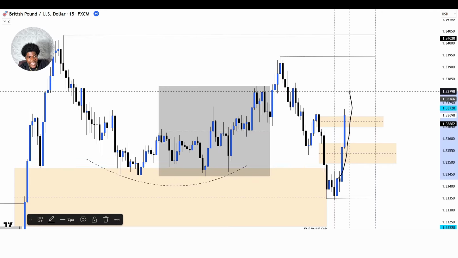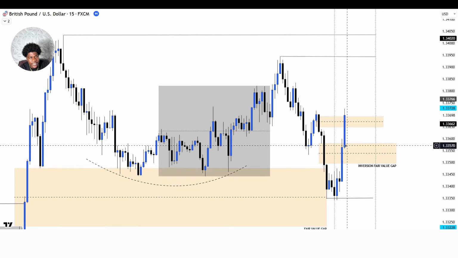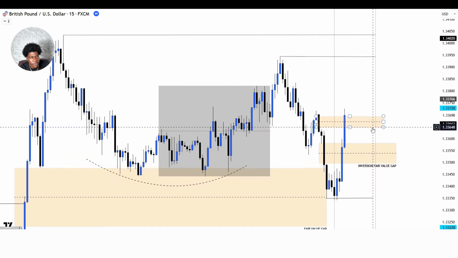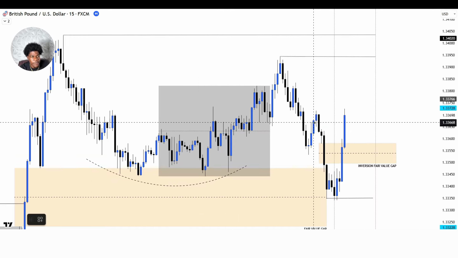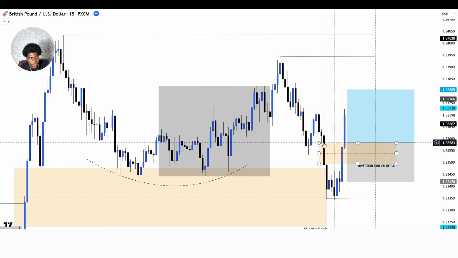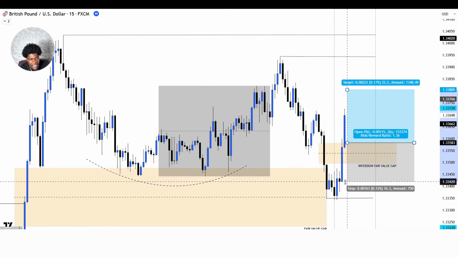But price violates this fair value gap, so we classify this as an inversion fair value gap. So I'm gonna remove this right here. If you're a day trader and you like the 15-minute time frame, you can just place your trade at this fair value gap open and your stop loss at the candlestick wick.